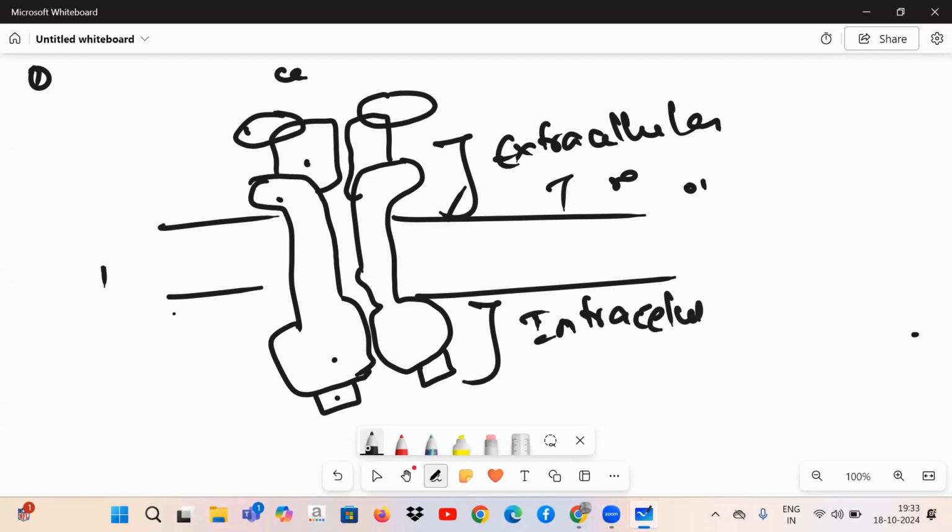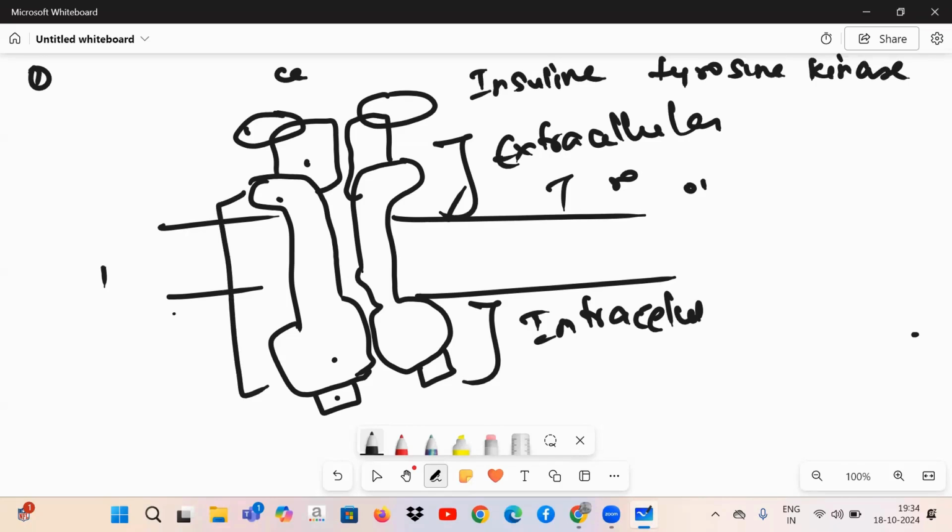So this extracellular domain, which means the outside one, binds to the insulin and activates an enzyme called tyrosine kinase. This is what I call insulin receptors.